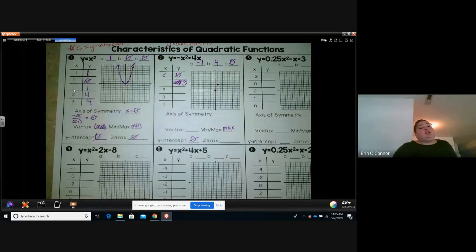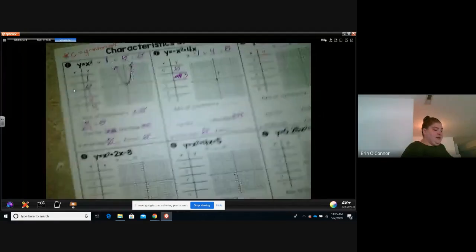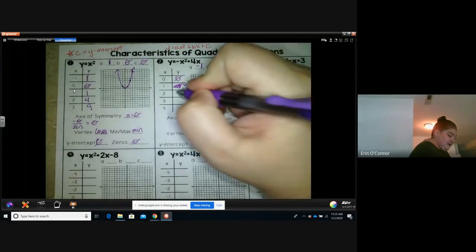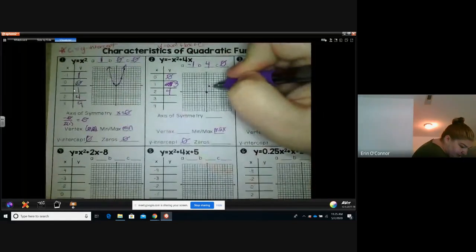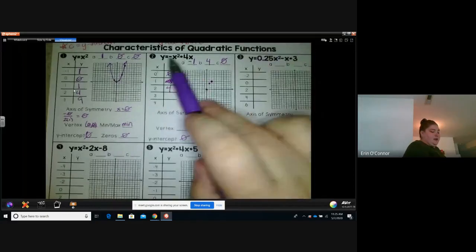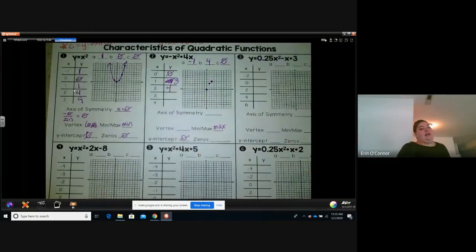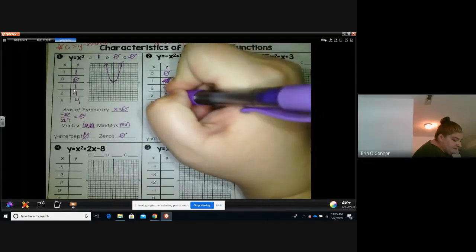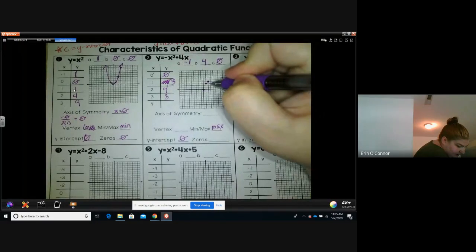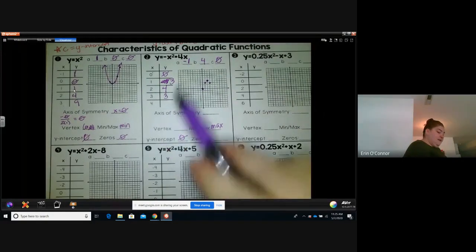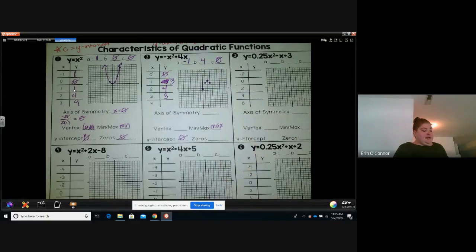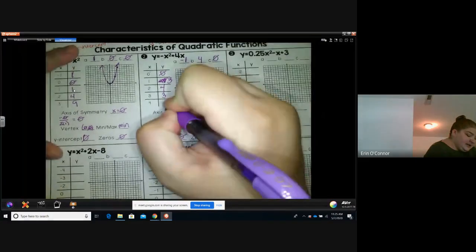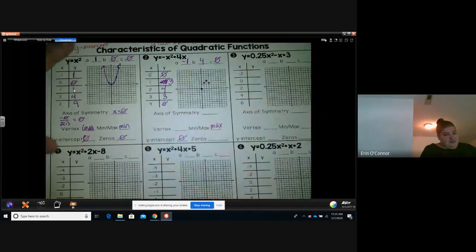Plug in 2. 2 squared is 4. Negate that, I get a negative 4. 4 times 2 is 8. Negative 4 plus 8 is 4. So 2, 4. 3. 3 squared is 9. Negate that, I get a negative 9. 4 times 3 is 12. Negative 9 plus 12 is a positive 3. And last but certainly not least, 4. 4 squared is 16. Negate that, you get negative 16. 4 times 4 is 16. Negative 16 plus 16 is 0. So you can put this in Desmos or do it in your head.